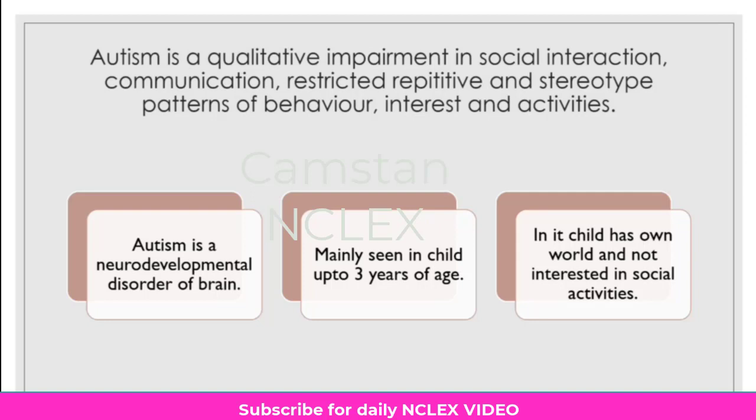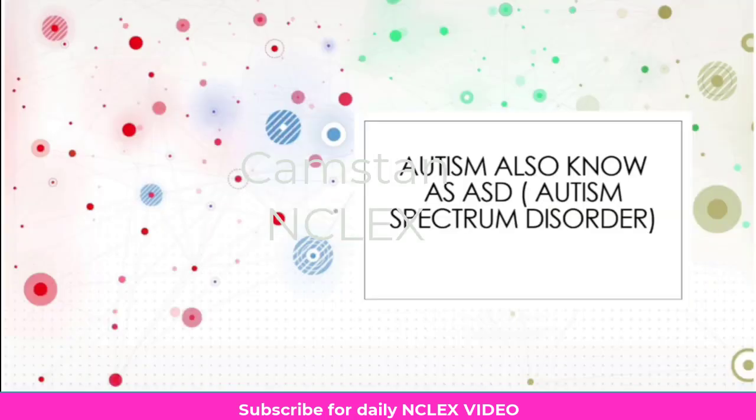Autism is a qualitative impairment in social interaction, communication, and restricted, repetitive, and stereotyped patterns of behavior, interests, and activities of a person. Autism is a neurodevelopmental disorder of the brain. It is mainly seen in children up to 3 years of age. In autism, the child has their own world and is not interested in social activities. Autism is also known as ASD, that is, autism spectrum disorder.